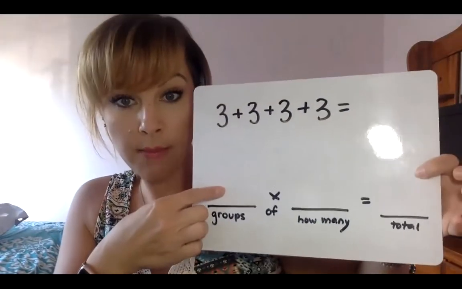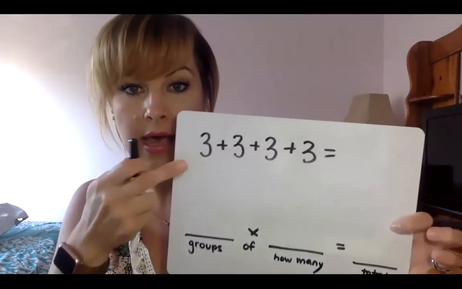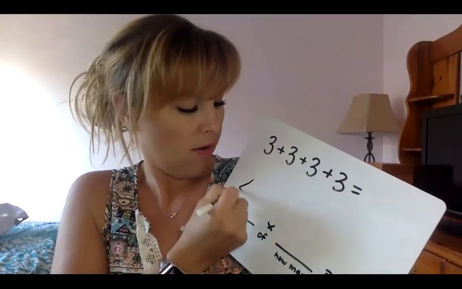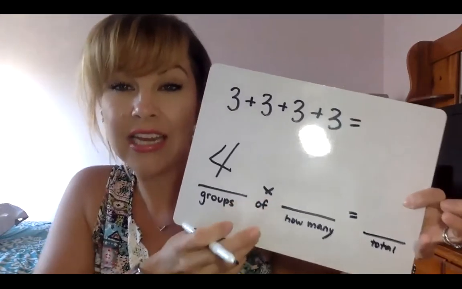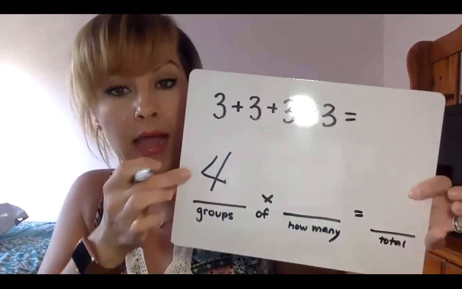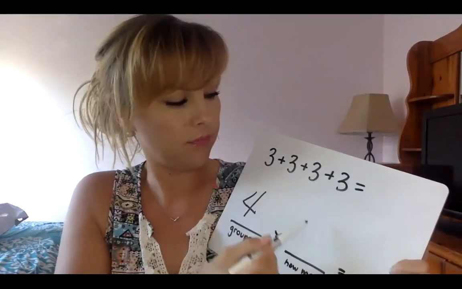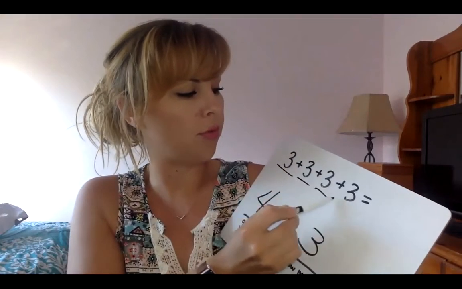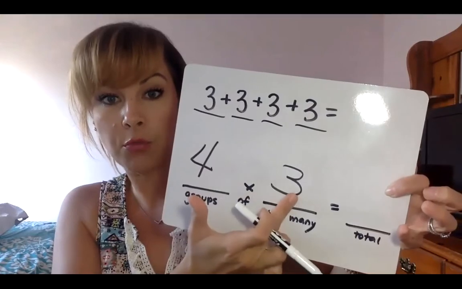The first number is how many groups there are, okay? So I have 1 group, 2 groups, 3 groups, 4 groups, and then this multiplication sign is read as the word "of." I have 4 groups of how many? 3. There are 3 in each group. So I have group 1, group 2, group 3, group 4. Can you guys see that? So I have 4 groups of 3.